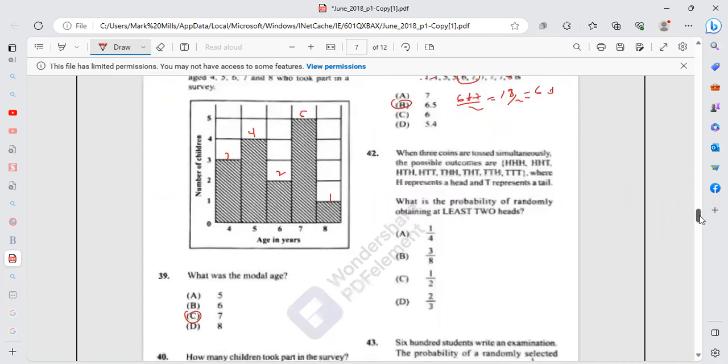Number 42. When 3 coins are tossed simultaneously, the possible outcomes are HHT and so on. They ask, what is the probability of getting at least 2 heads? So you look at all the outcomes with 2 or more heads. That is 1, 2, 3, 4. So you have 4 of them, which is 4 out of 8. You break it down and you get half. So the answer would be C.